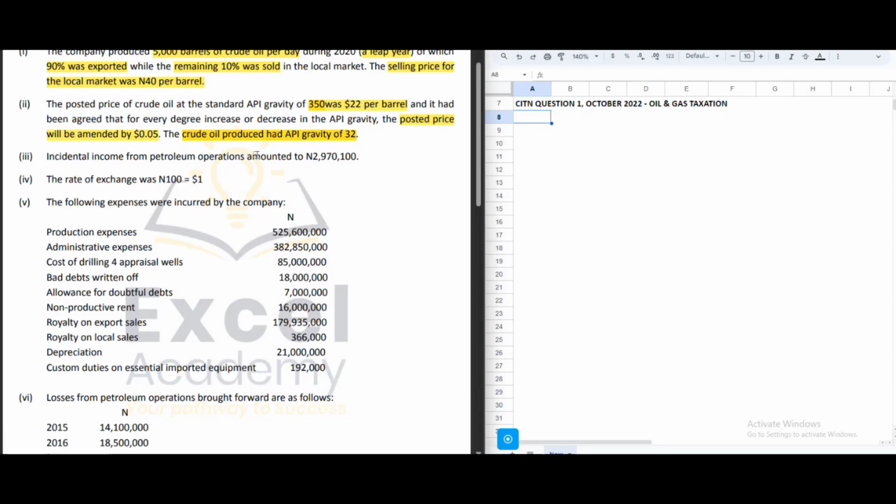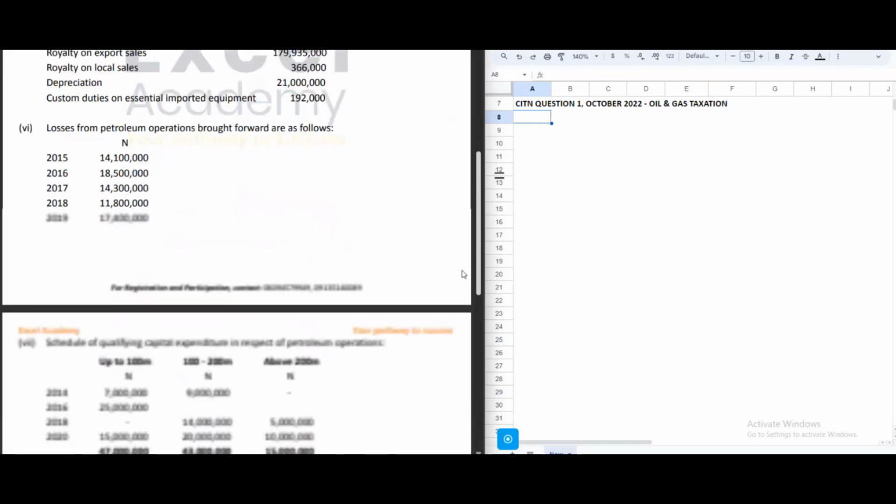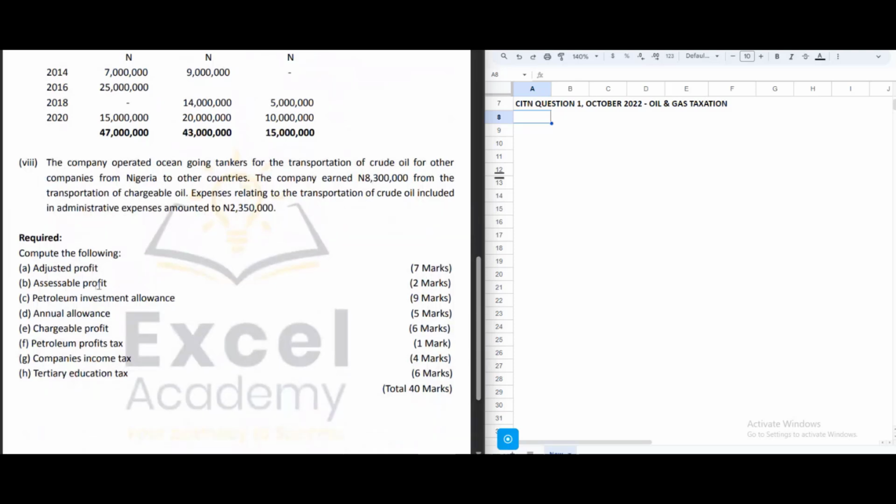Here we have the incidental income from petroleum operations. This is the value. Then we have the rate of exchange. We've noted all this information. What are the requirements? We have A, adjusted profit, assessable profit, and the like. But all we have now is this.